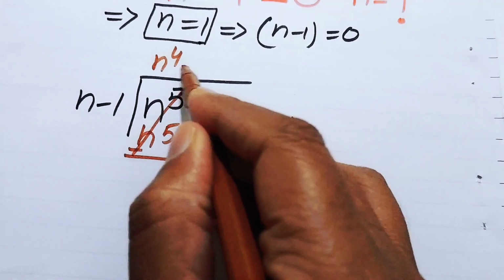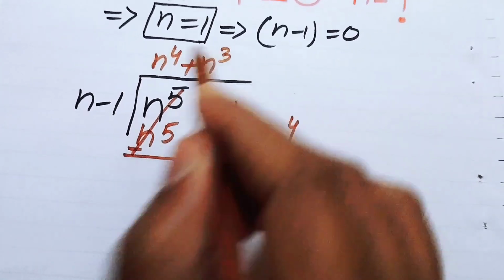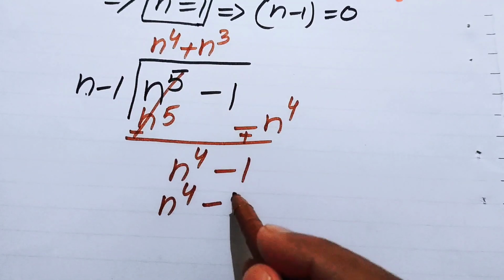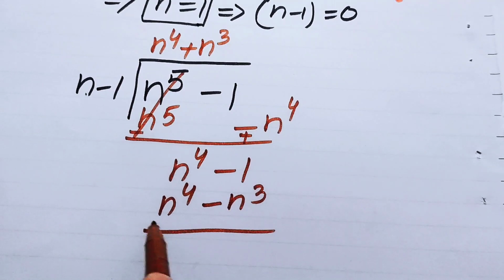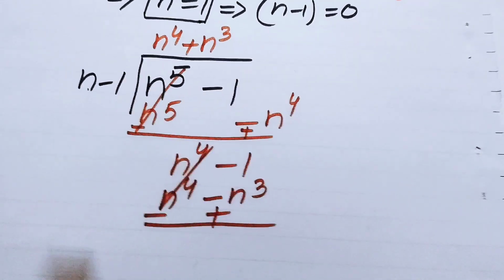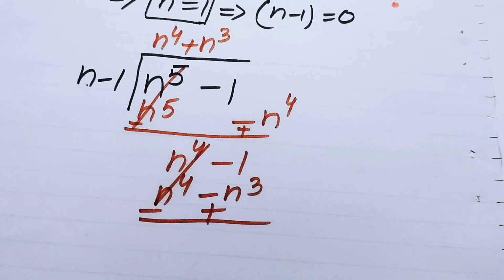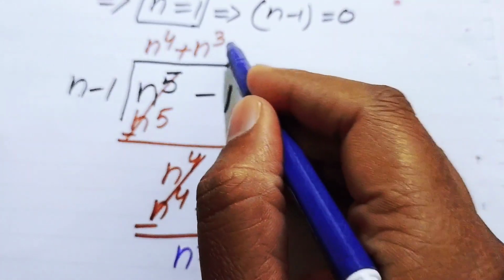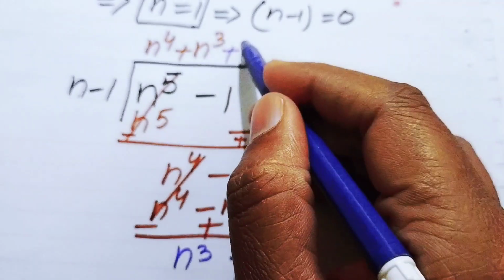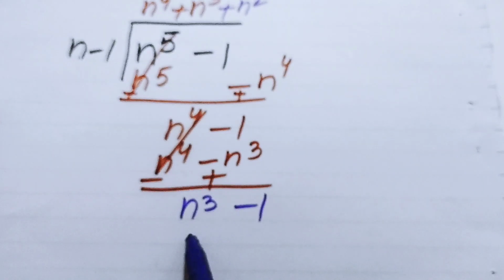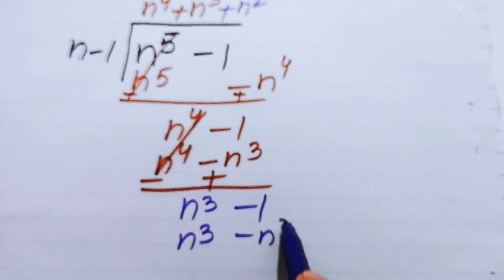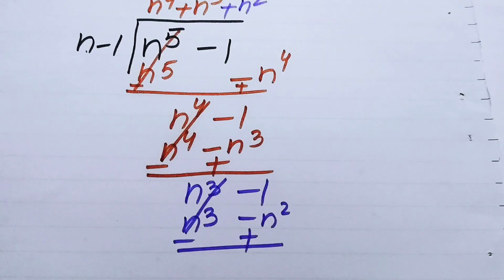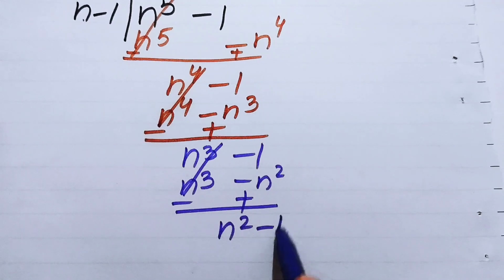And now again we multiply by n to the power of 3. So n times n to the power of 3 equals n to the power of 4, and minus 1 times n cubed equals n cubed. Now we again change the signs, and you see that these cancel each other, and we obtain here n cubed minus 1. Now again we multiply this factor by n square, and you get here n cubed minus n square. Now we again change the signs, so these are gone, and we obtain here n square minus 1.